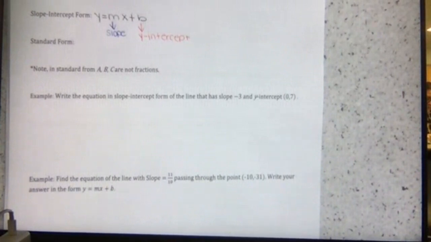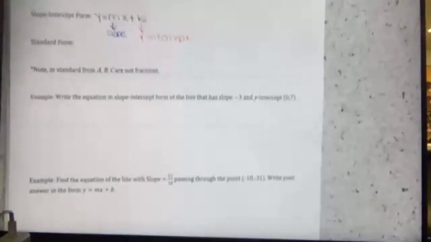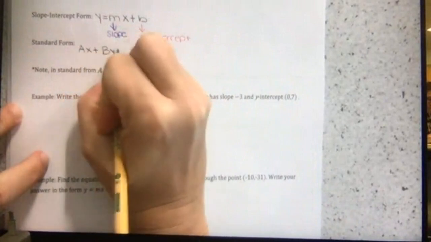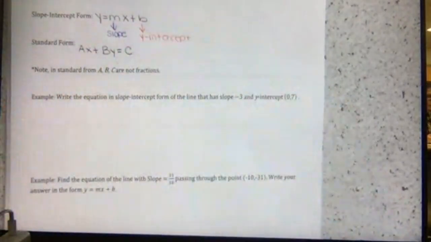All right, so that's our slope-intercept form. So notice it has our slope and our y-intercept. We also have what's called standard form. Standard form is ax plus by equals c. Note that a, b, and c are not fractions. They're just numbers. They don't tell us any good information. They just are numbers. We have to put it in slope-intercept form to tell us anything.